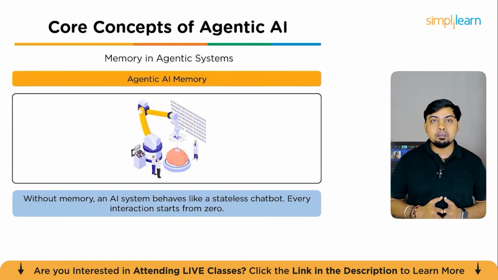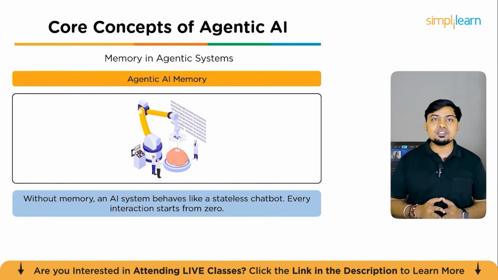Now, let's understand memory in agentic AI systems. Another critical component is memory. Without memory, an AI system behaves like a stateless chatbot. Every interaction starts from zero. With memory, agents behave more like assistants.